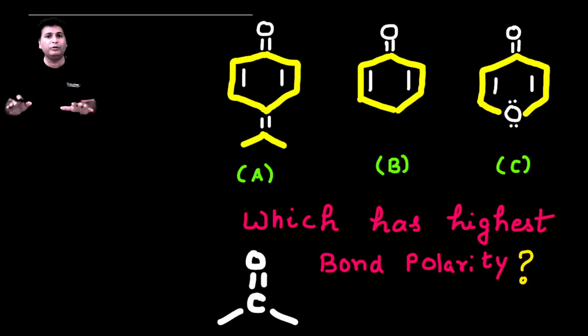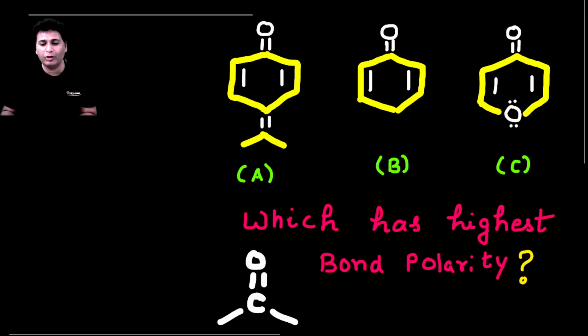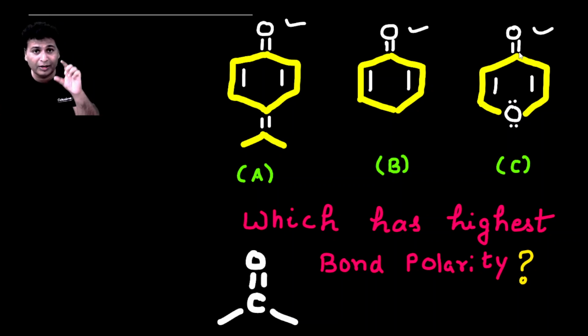The problem for today's video is based on the three compounds I have taken, and amongst the three compounds you can see each of the compounds has a C double bond O carbonyl group. So as you can see, all the three have got a C double bond O carbonyl group. The question is, out of the three, which is the one having the highest bond polarity.